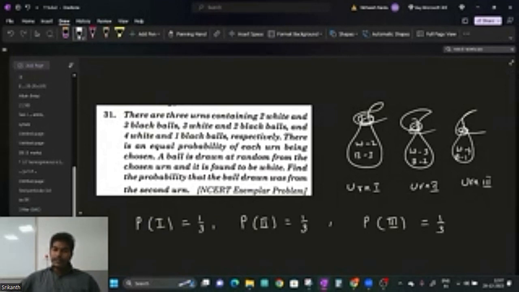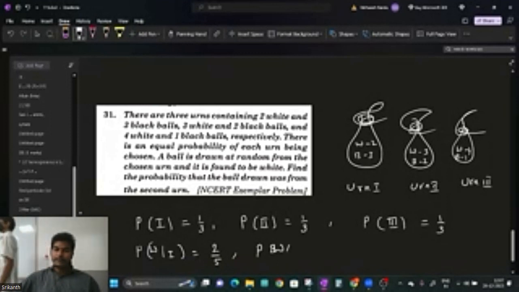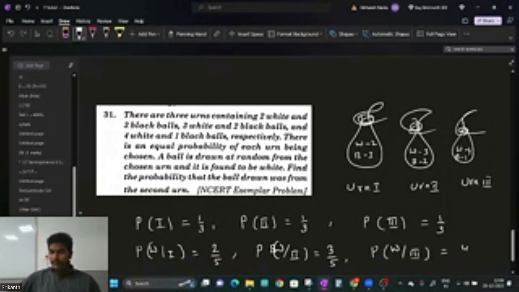Okay. So after that, if you choose this arm and draw a white ball from it, P of W by I. That means the white ball you are selecting from this arm is 2 out of 5. Am I right? 2 out of 5 because the total balls available here is 5. If you select the second arm and select a white ball from it, it is 3 out of 5. And the white ball from the third arm is 4 out of 5.